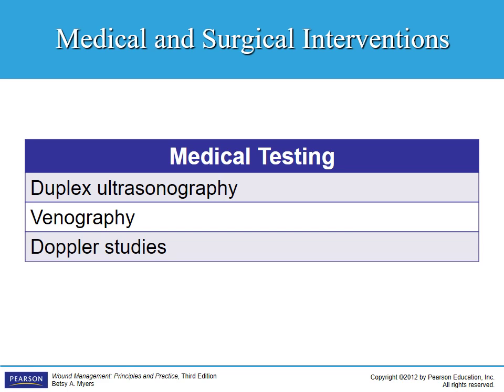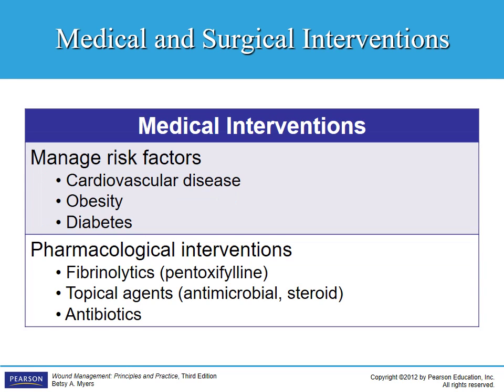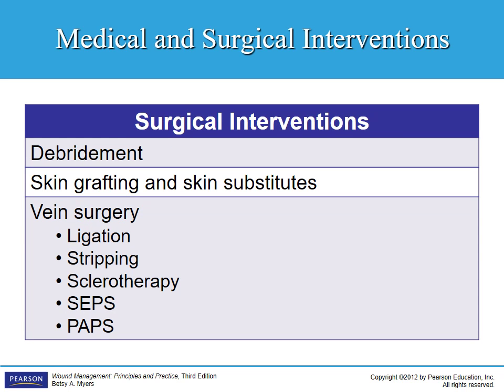The medical and surgical interventions you can see are a duplex ultrasonogram, where they're using ultrasound to really look at the venous system. There's venographs, and then there's also Doppler studies. The medical interventions, they want to manage risk factors for if there's cardiovascular disease, obesity, or diabetes. There are pharmacological interventions, topical agents, antimicrobials, and steroids, fibrinolytics, where they can break down that hemosiderin that's pooling in there, and then antibiotics. Surgical interventions would be like debridement, or if they did skin grafting with skin substitutes.